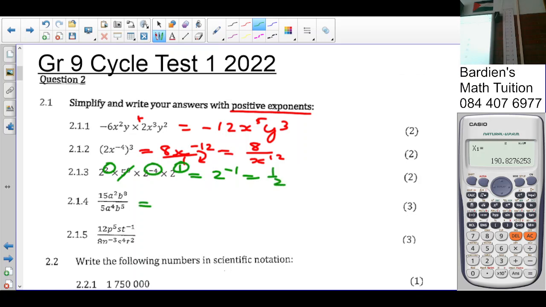The next one. 5 goes into 5 once, 5 goes into 15 3 times. So it's 3. The question you should be asking yourselves is where there are more a's, in the numerator or the denominator. In this case, the denominator has more a's. So 4 minus 2 of course is 2. Remember, when we're dividing and bases are the same, we subtract the exponents. Where are there more b's? There are more b's on top. So it's b, and 8 minus 5 of course is 3.